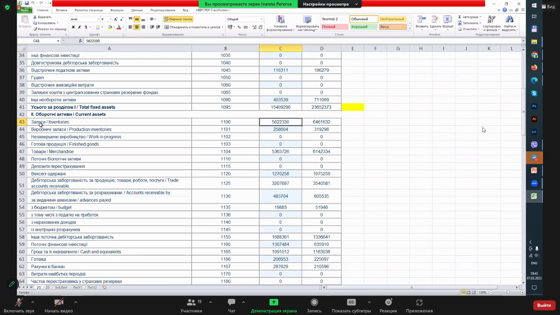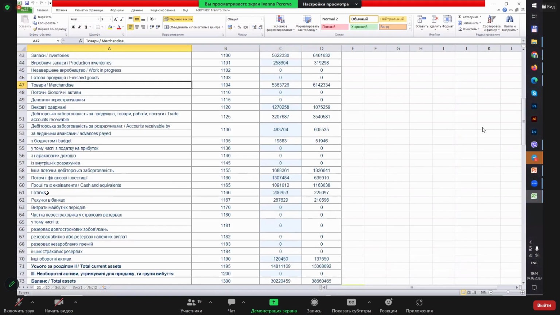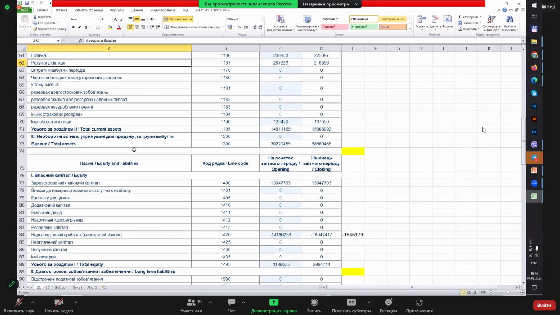Тобто, як бачите, там запаси, виробничі запаси, готова продукція, товари, те, що вже у нас на складі, що ми готові реалізувати, і ряд деяких, також гроші, розрахунки в банках, тобто все, що в нас є, якісь наші цінності. Прекрасне слово для активів. Активи – це наші цінності. Розраховується, скільки у нас було на початок року і на кінець року.